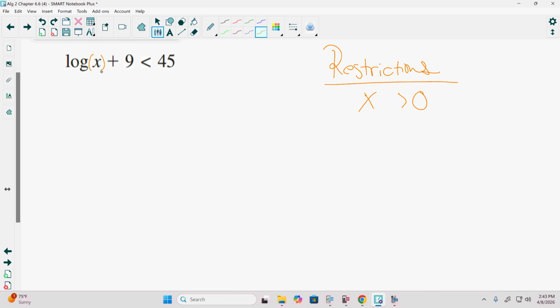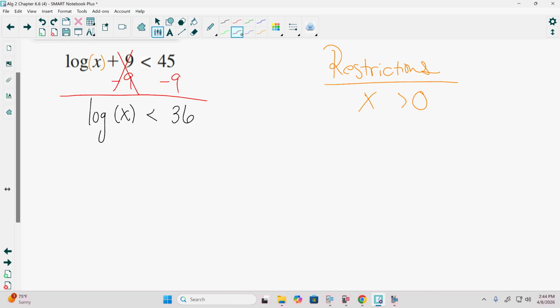Questions on this here? Is the log by itself? No. What do we need to do first? Subtract 9 from both sides. 9 minus 9 is 0, telling us that log of x is less than 36.